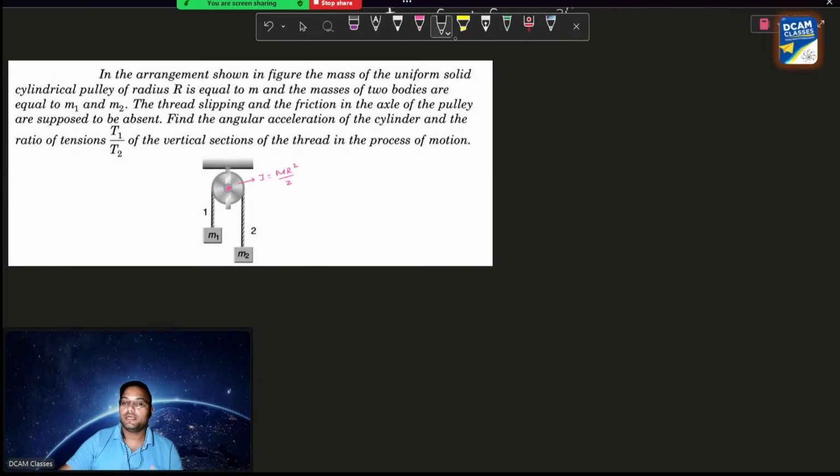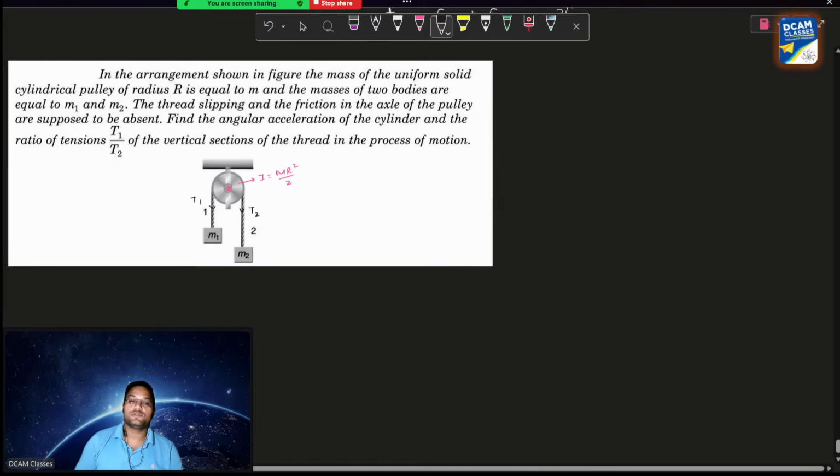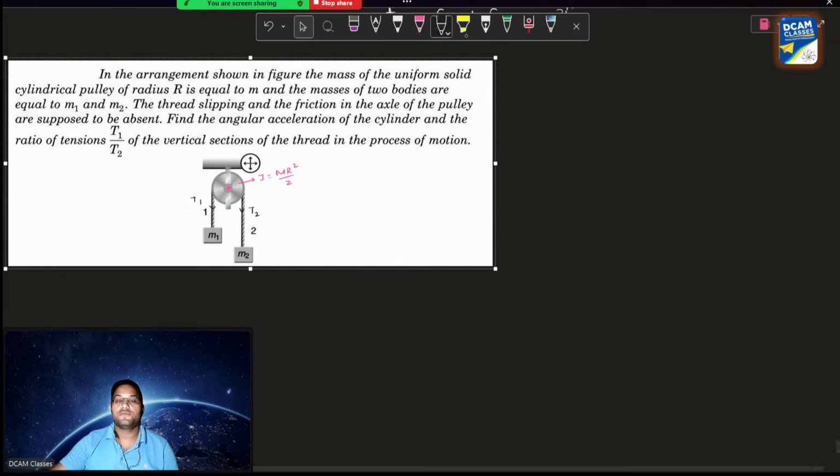See, here in this case, what is different? You used to take equal tension at every point, but here tensions will not be equal. Earlier, what used to happen when there was no friction between the... Here, what is the difference now? There is friction between the rope, thread, and pulley.